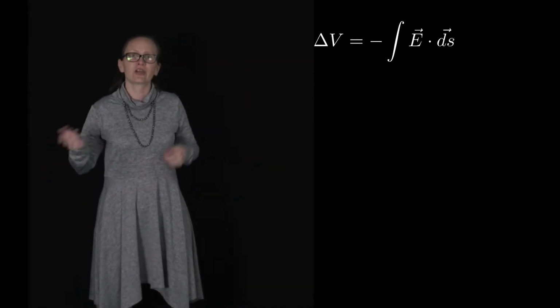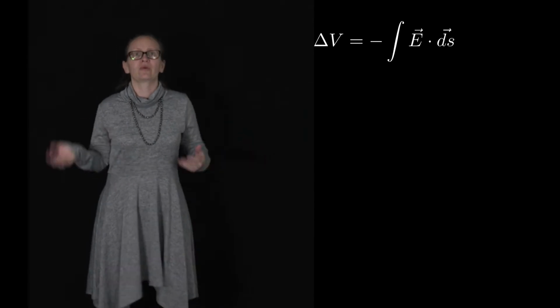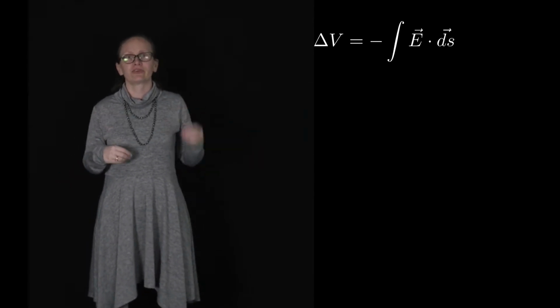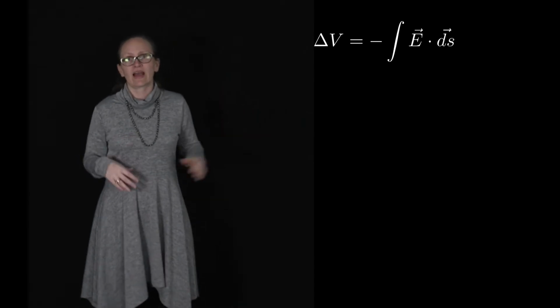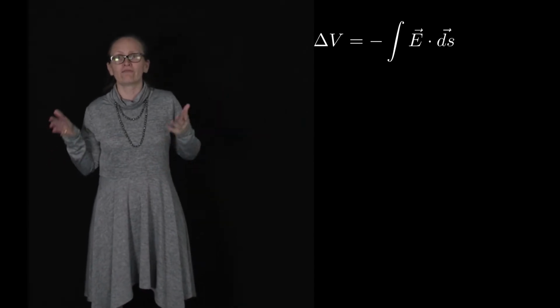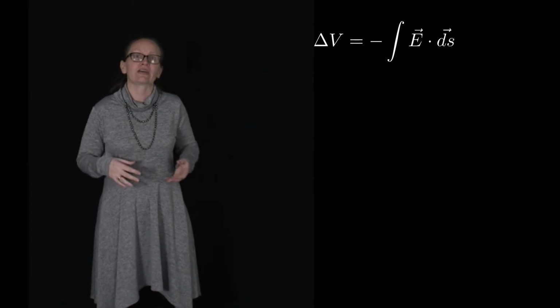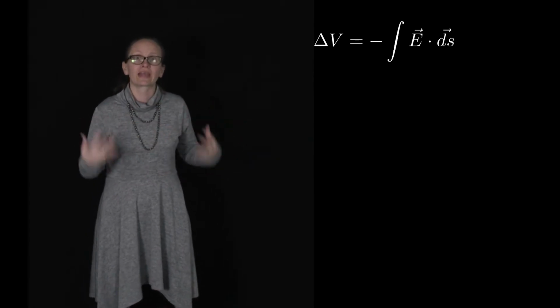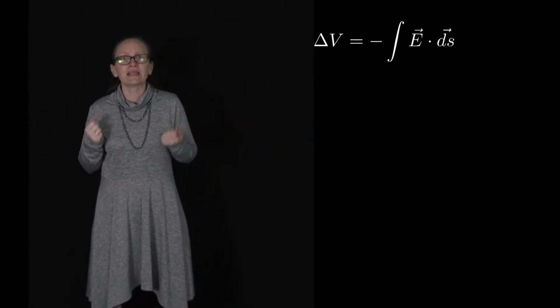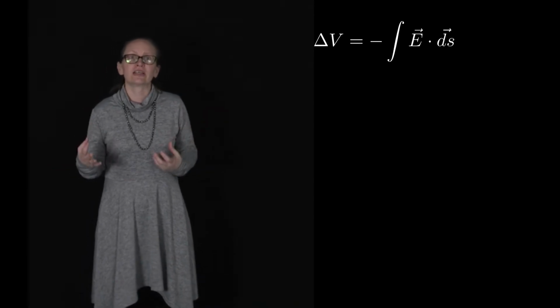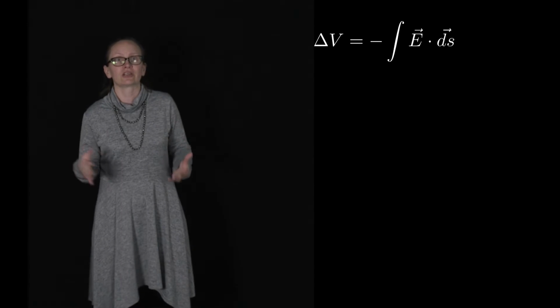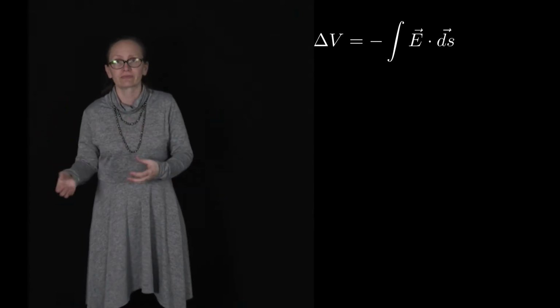So we've already seen how we can calculate the voltage using the electric field with the equation delta V is equal to minus the integral of E dot ds. Now, if we have the voltage and we want to calculate the electric field, we can do that as well. Since we need to integrate the electric field to get the voltage, we actually need to differentiate the voltage in order to get the electric field.